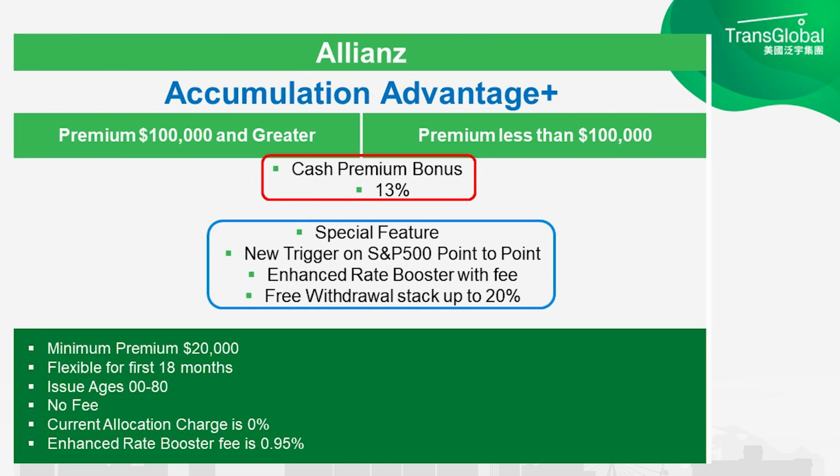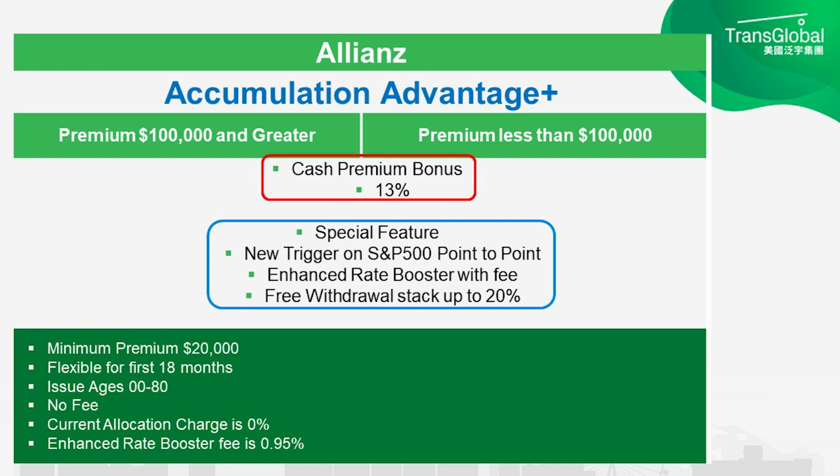And we have AAA Plus. AAA Plus gives you 13% of premium bonus. 13%, it's higher than Athene Performance Elite. It comes with 3 special features. One is a new trigger, S&P 500 point-to-point. The other one is enhanced rate, a booster. With this one, you need to pay a fee for a higher participation rate. And the very last one is free withdrawal, stock up for 20%.